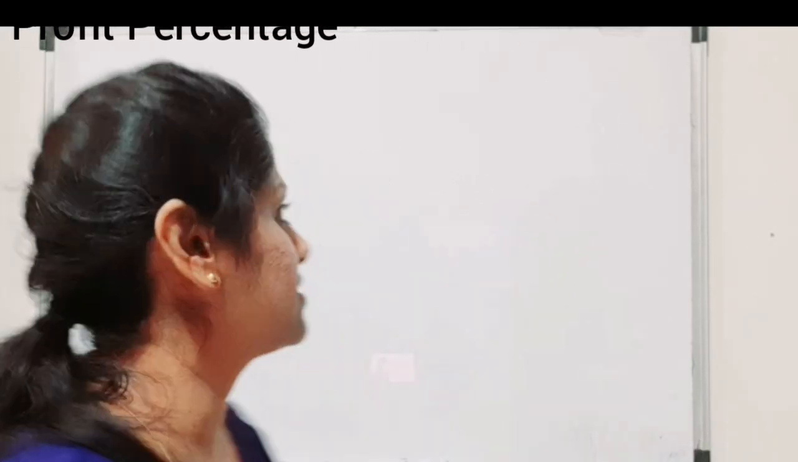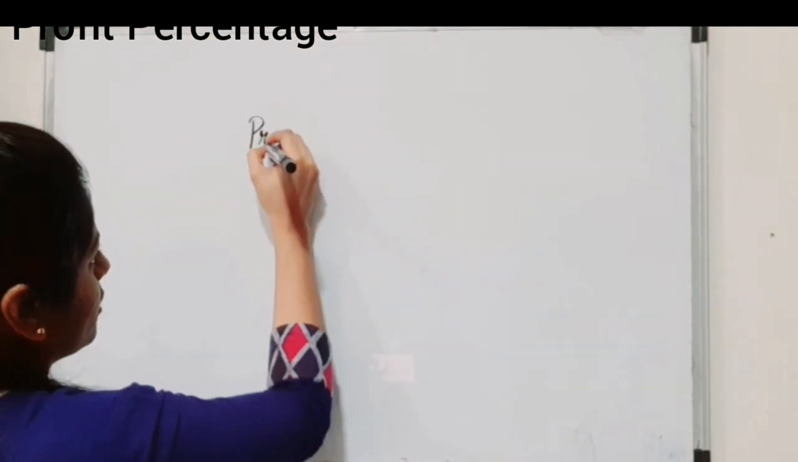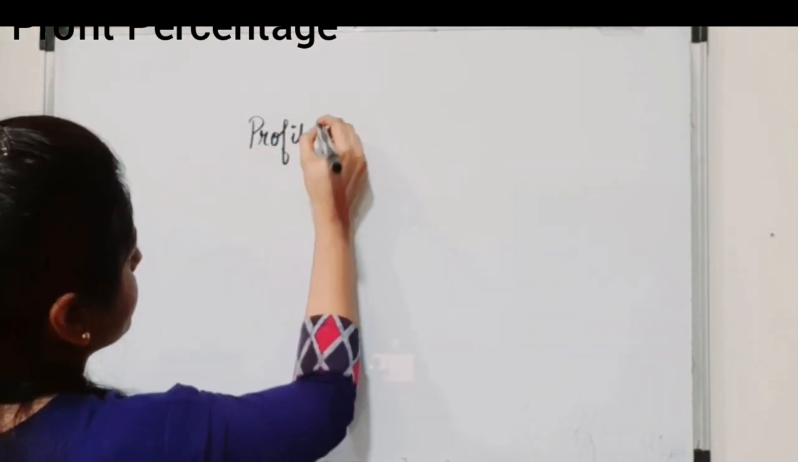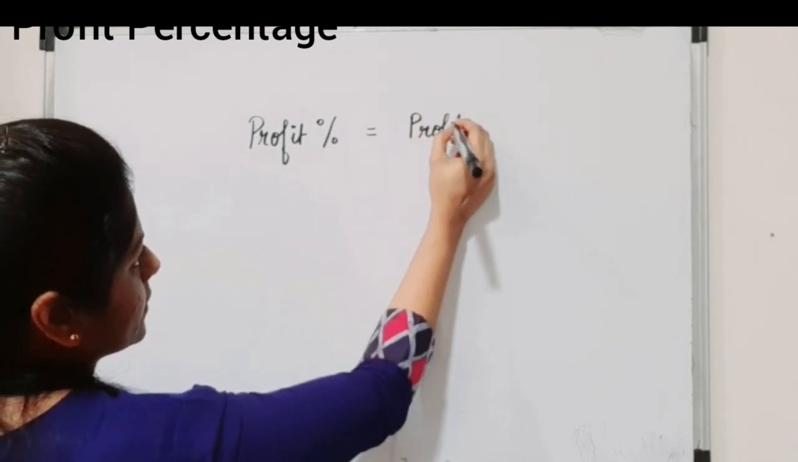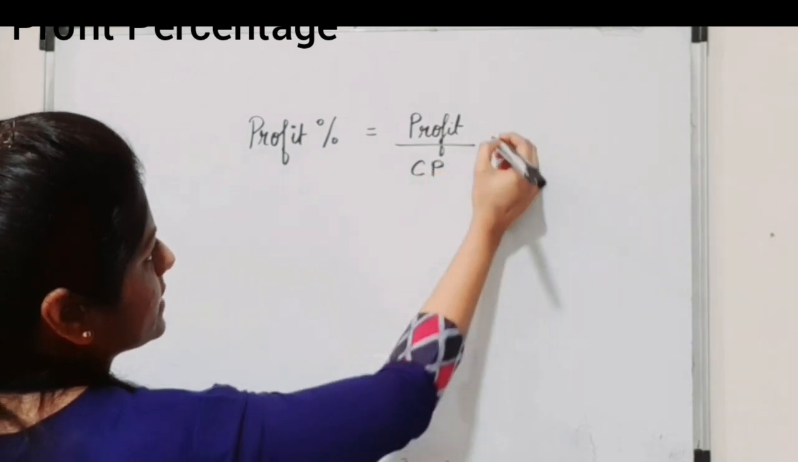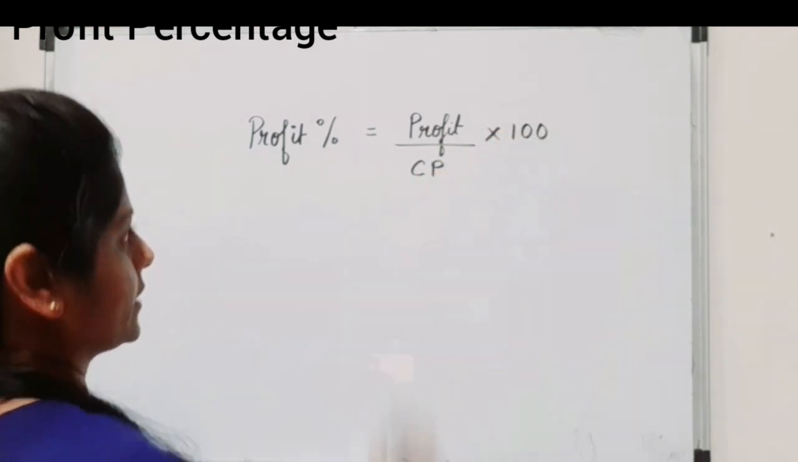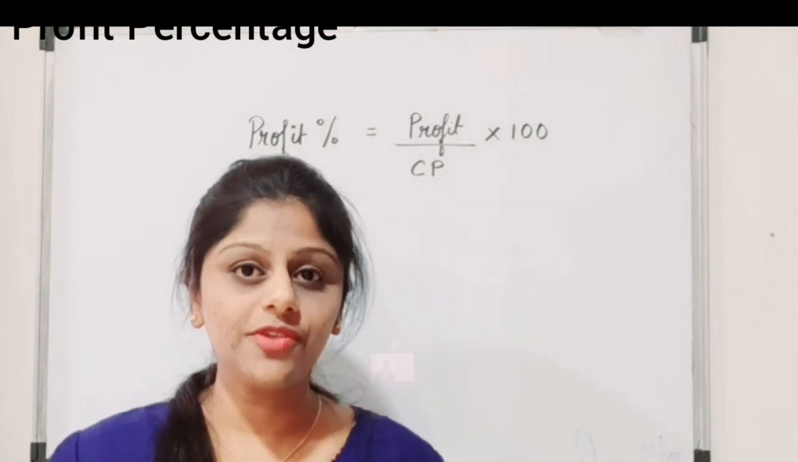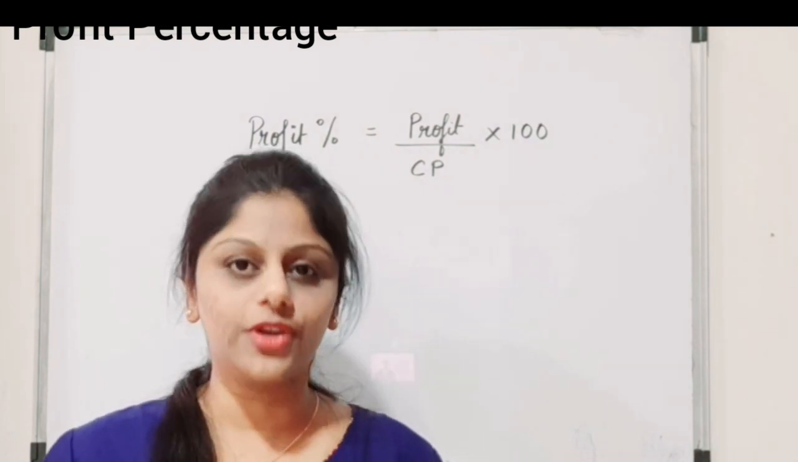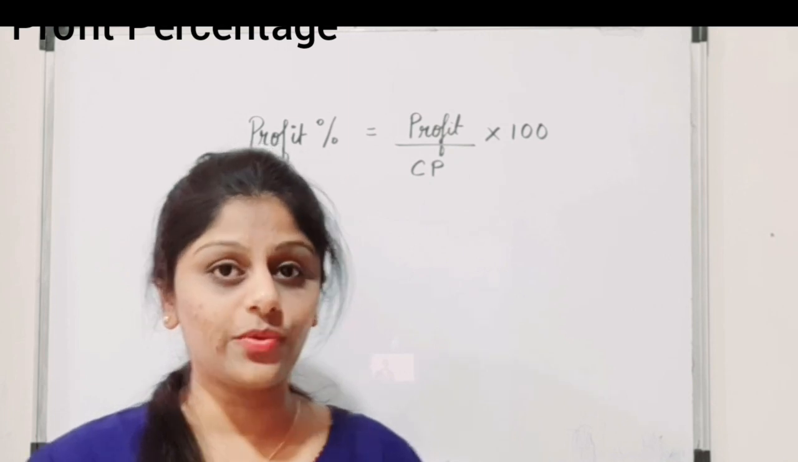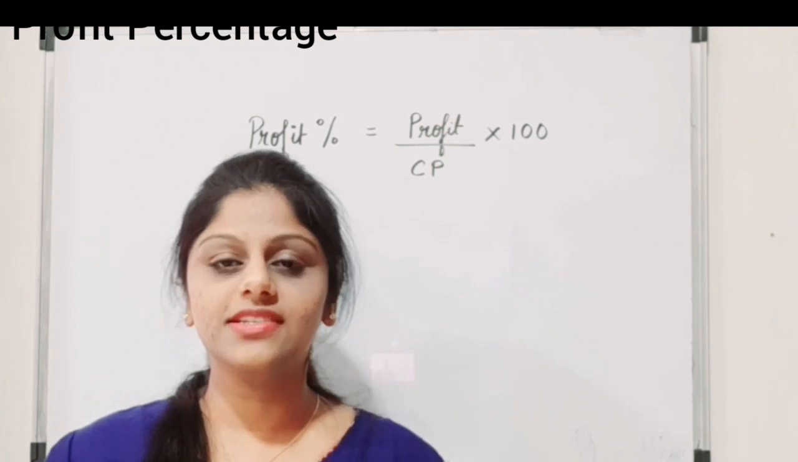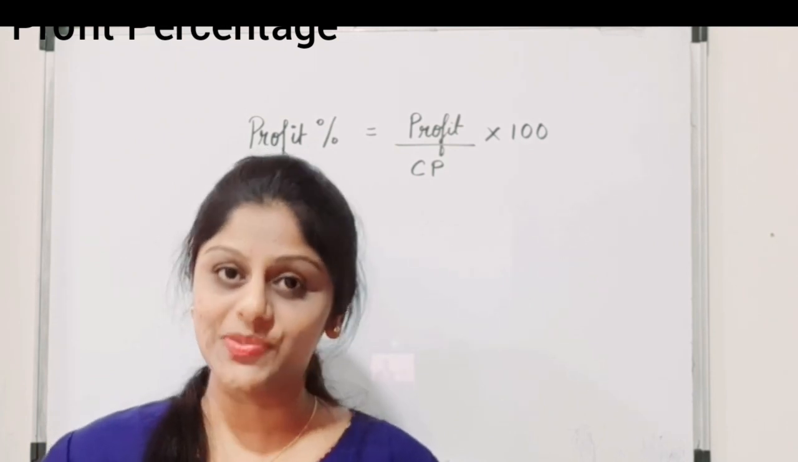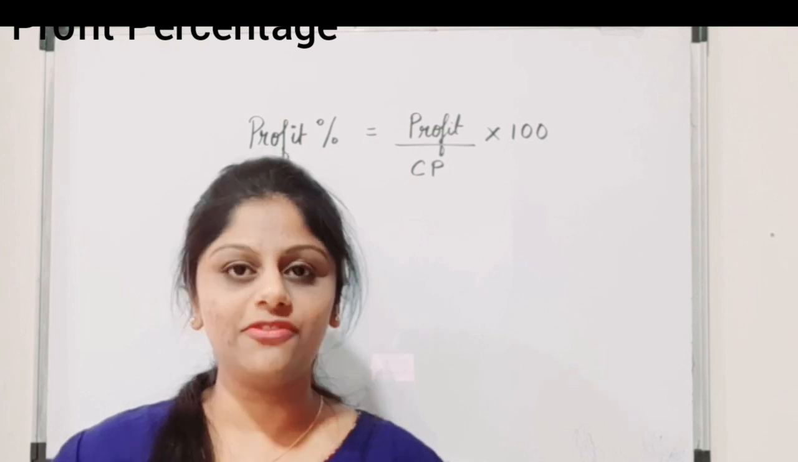So as we have already seen in the scenario, the profit percentage formula is profit percent is equal to profit by cost price, that is CP, into 100. So whenever a question is given, first thing you have to do is write the given things and check whether the selling price is greater or the cost price is greater. If the selling price is greater than the cost price, then we know that it is profit. That means we need to find the profit percentage.